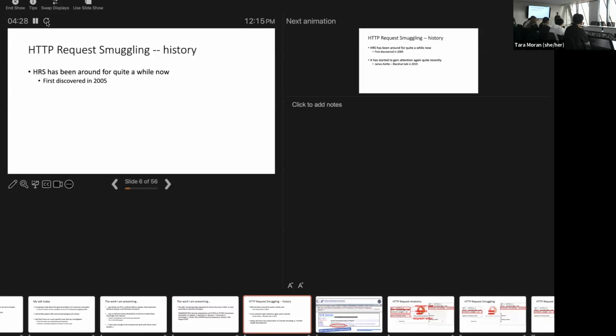It was first discovered in 2005. And I remember when I was teaching security back then, I heard about HRS and looked into it. I had one slide in my classes on HRS, but I didn't really take it seriously because it was not a huge thing. It was a corner case type of vulnerability. It didn't impact too many people. So it was kind of interesting, but nothing to worry about at the time, right?